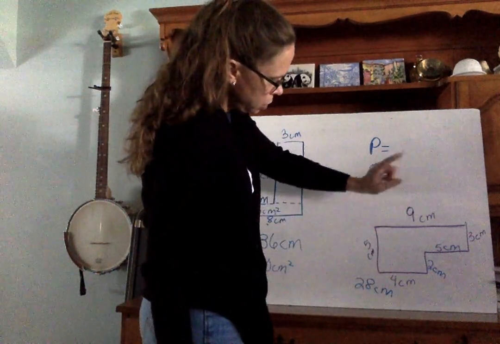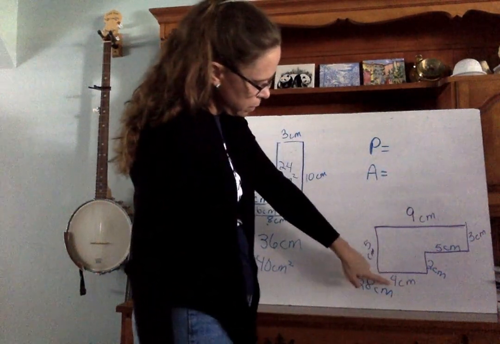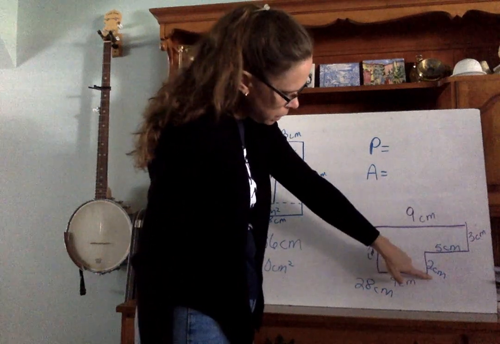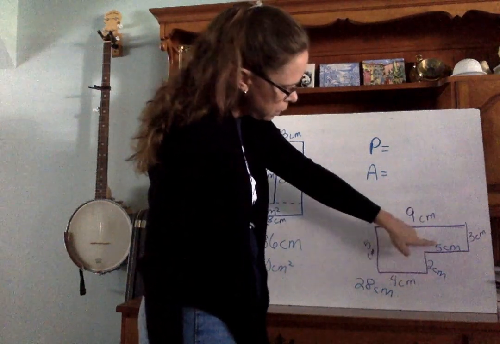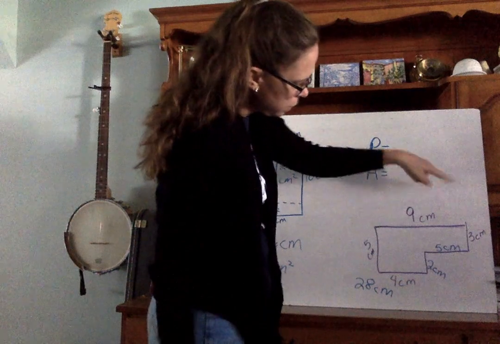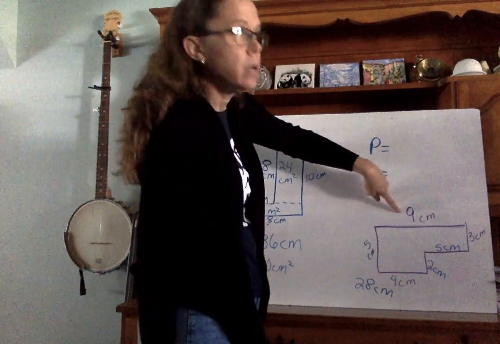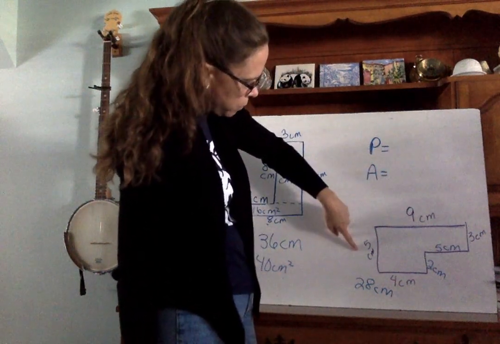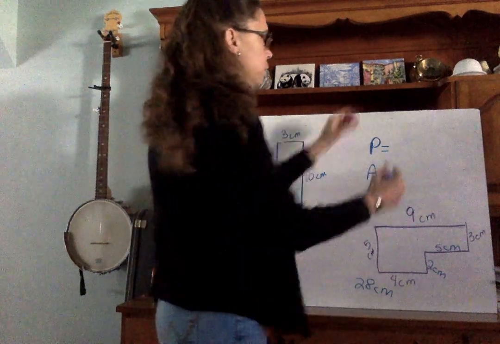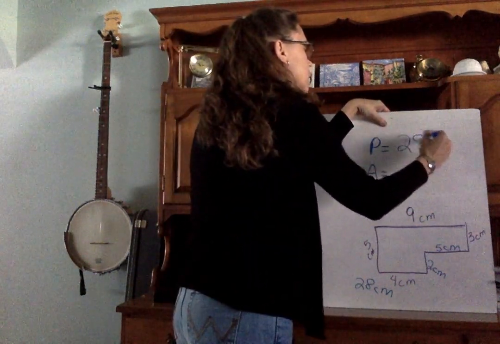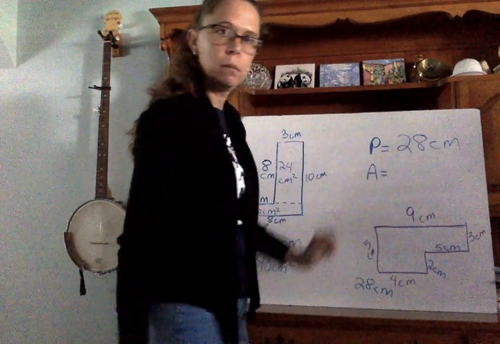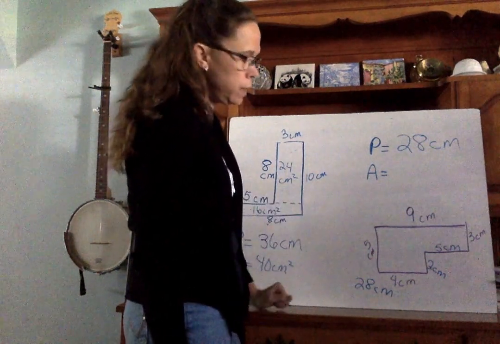Okay? So I will go this way. I'll start at the bottom here. 4 and 2 make 6. 5 more is 11. 3 more is 14. 9 more is 23. 5 more is 28. Okay? So the perimeter is 28 centimeters. Okay? Now for the area.